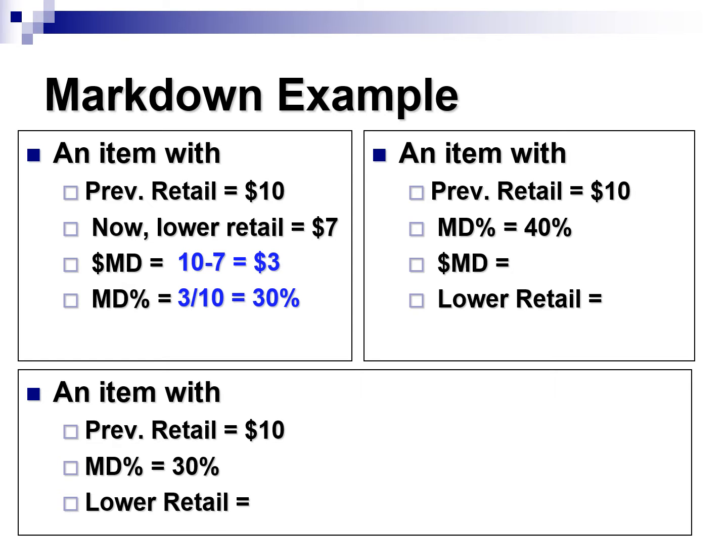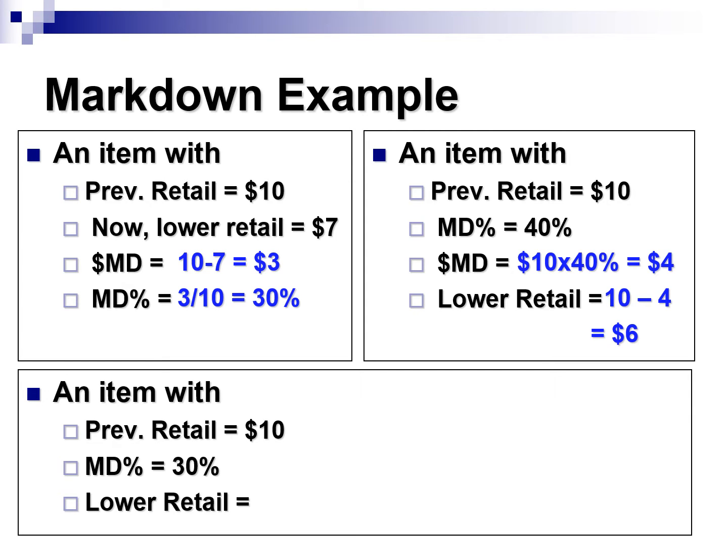Let's take a look at another example in the second box on the right side. An item with the previous retail of $10. Let's say now the markdown percent is 40%. In your head, can you calculate what the dollar markdown would be? And what would be the lower retail price?